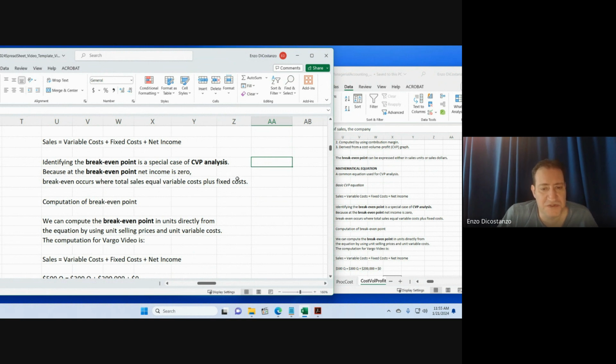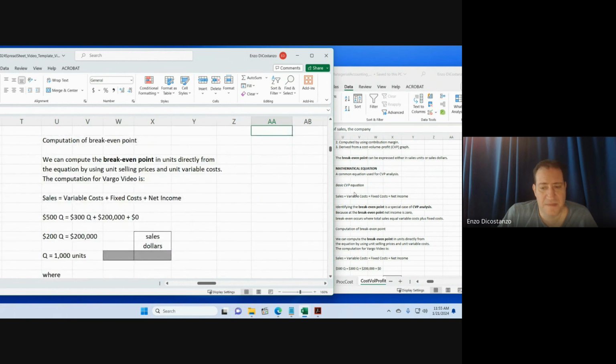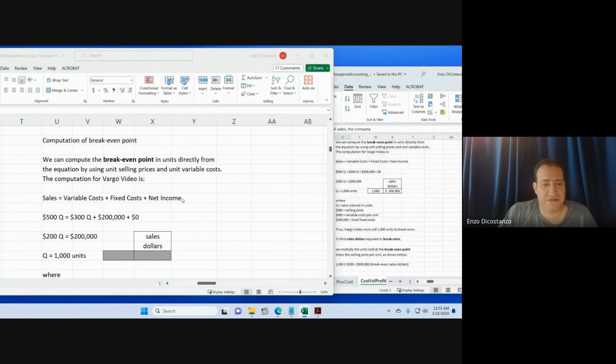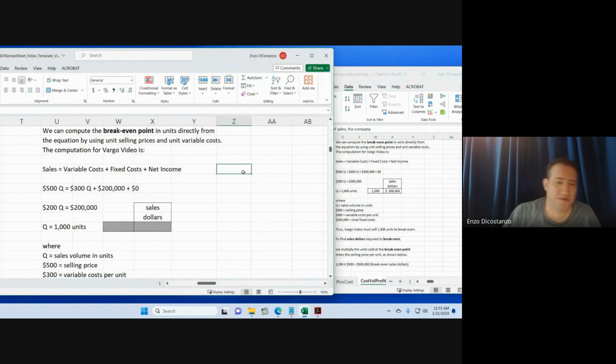All right, so this is cost volume profit analysis. Break even occurs when sales equal variable costs plus fixed costs. So you have this. This is taking the algebra approach. This is back to Smith Hall at Rutgers now, what it would look like if I was teaching this there.